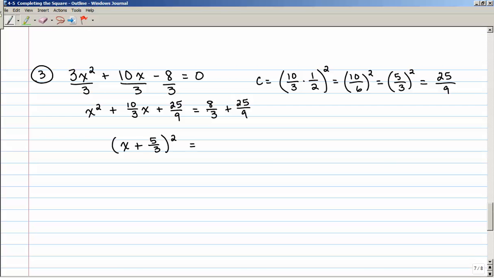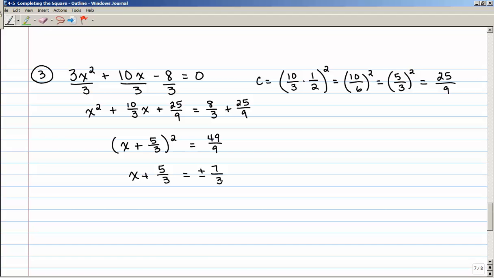So remember, in your calculator, you can do parentheses 8 divided by 3, close parentheses, plus open parentheses 25 divided by 9, math, enter, enter, and you will get 49/9, which looks funny, but I really like it because they're both perfect squares. In the next step, when I go to take the square root of both sides, I'm going to have x plus 5/3 equals plus or minus the square root of 49 over the square root of 9. Square root of 49 is 7. Square root of 9 is 3.